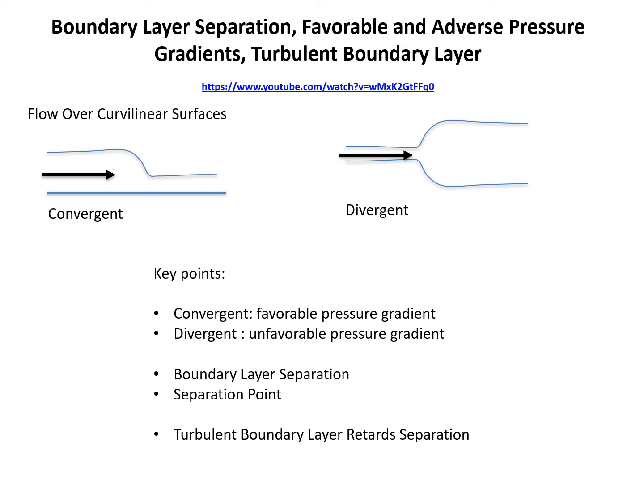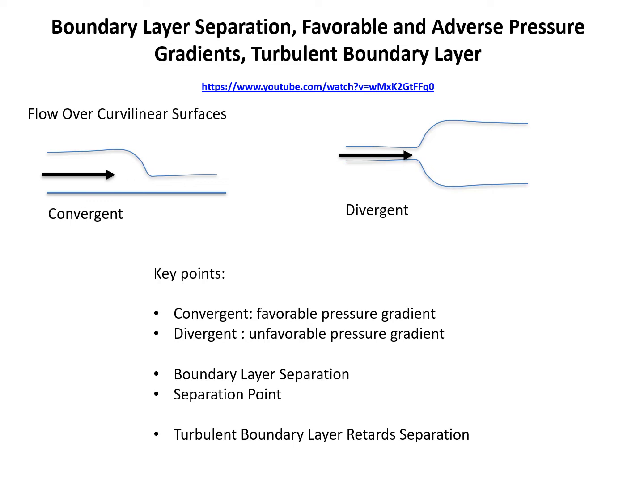In contrast, when the fluid is diverging, that creates what's called an unfavorable pressure gradient, and the boundary layer actually pulls away from the wall and separates, and you get reversed flow, and the point of separation is called the separation point. And then you'll see some turbulent flow, and the key thing about the turbulent flow is that it retards that point of separation. It helps to keep the boundary layer attached to the wall. So those are the key points to take away from this movie.